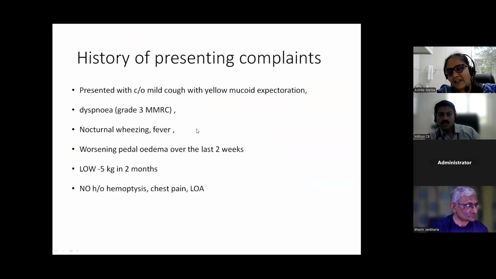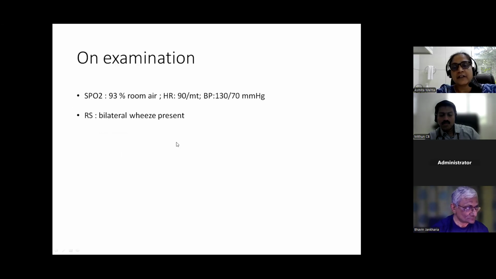Now this time, within 3 months he got admitted again with cough and dyspnea, and loss of weight of 5 kilograms in 2 months, and the family was concerned whether the previous disease is progressing. When he presented, his saturation was 93. He had bilateral pitting edema.